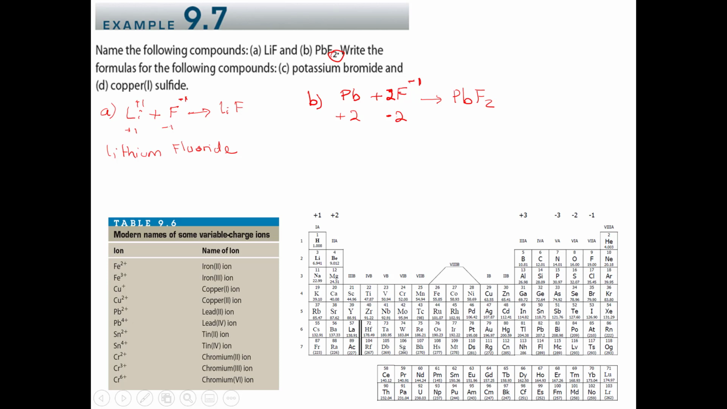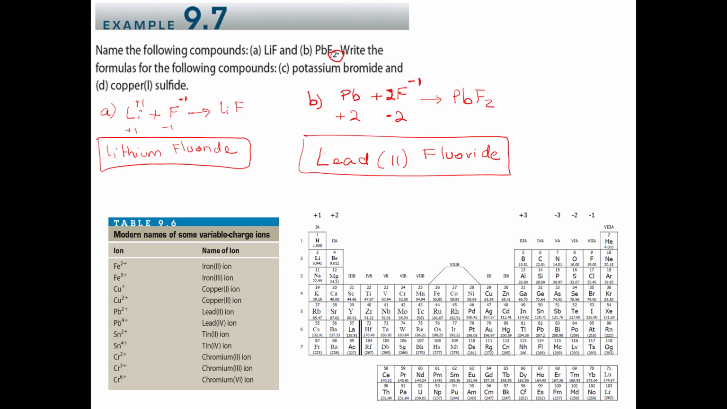Then for the name of this compound, we first write the name of the metal, which will be lead(II). And then we write the name of the non-metal and we change the termination. And this is the answer for the first one, and this is the answer for part B.